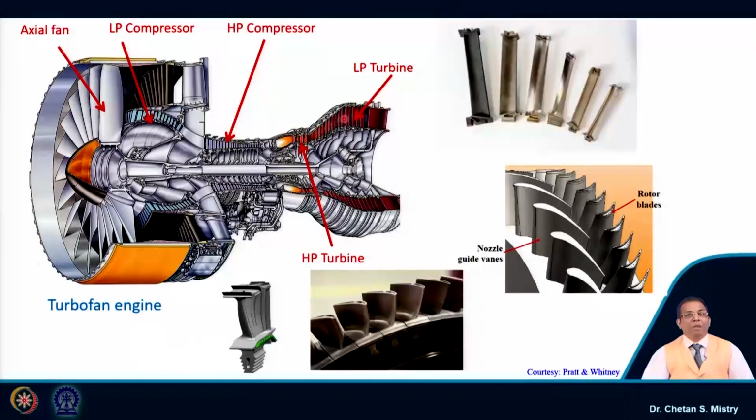Now, if we look carefully at the LP turbine, my entry passage and exit passage areas are different. Now, the question is what is the reason? If you recall, when we were discussing the compressor, we discussed that my mass flow rate can be represented as density into area into velocity.